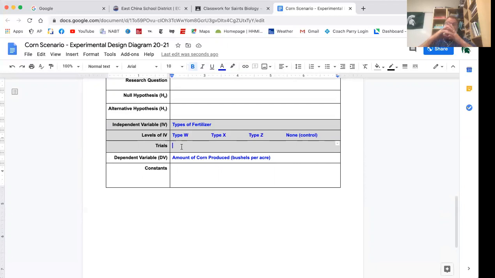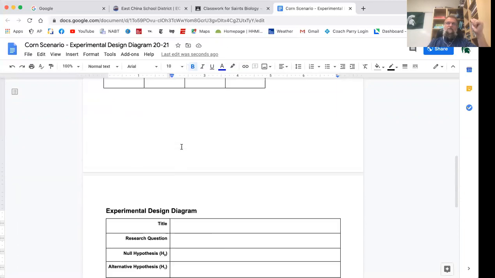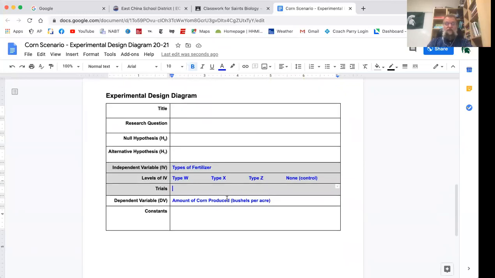But if any of the fertilized plots outperform the control group, then you may be onto something worth spending money on. And then trials is how many different groups of each type are you going to set up. So how many groups are going to receive type W? How many groups are going to receive type X? In this case, we're only setting up 1 plot for each fertilizer. So there's only 1 trial in this particular case.